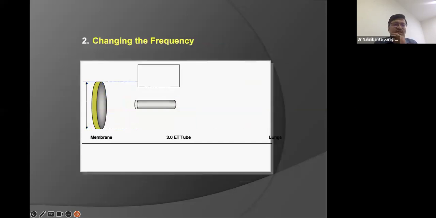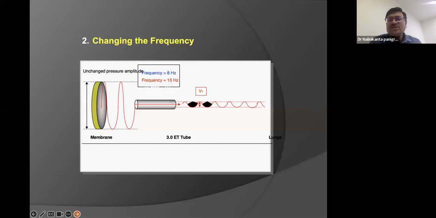Changing the frequency. Here you can see frequency 15. You can see how the gas flows and how it generates the tidal volume. That's the tidal volume level at frequency 15. We change to frequency 8. So what do we learn? Whenever we decrease the frequency, it increases the tidal volume.